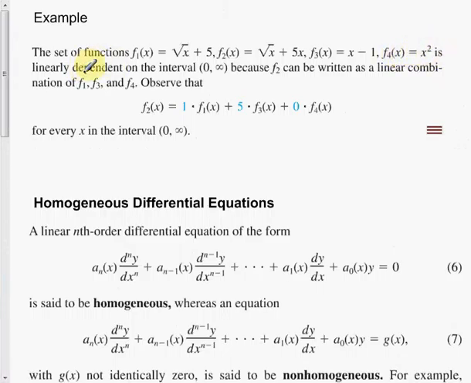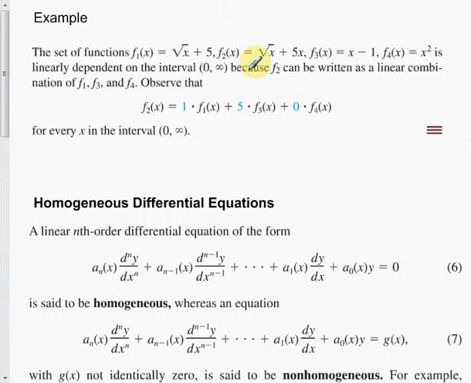Here they say it's linearly dependent on the interval from 0 to infinity because f sub 2 can be written as a linear combination of the other three functions. Here, observe. F sub 2, which is the square root of x plus 5x, can be written as 1 times the first function plus 5 times the third function, and then 0 times the fourth function. And here that will produce for us f sub 2.